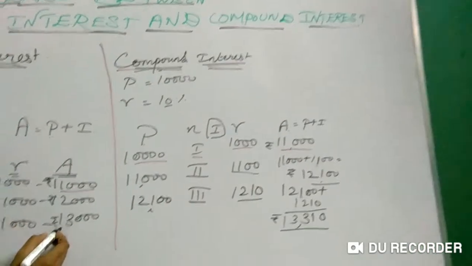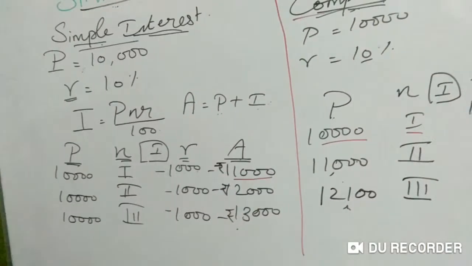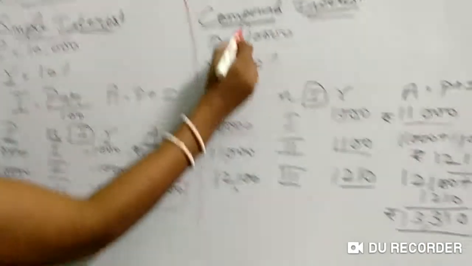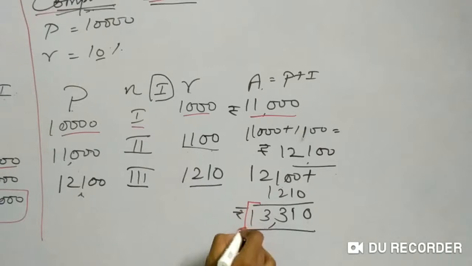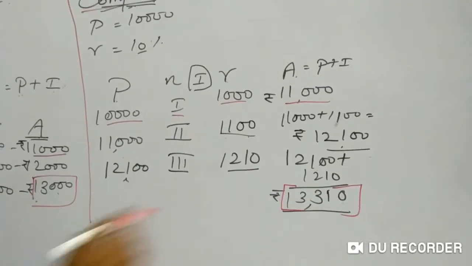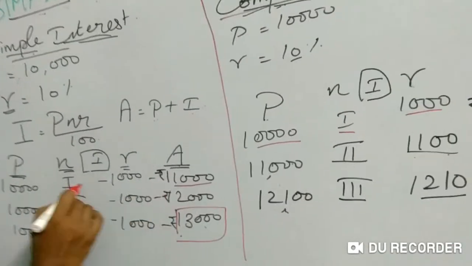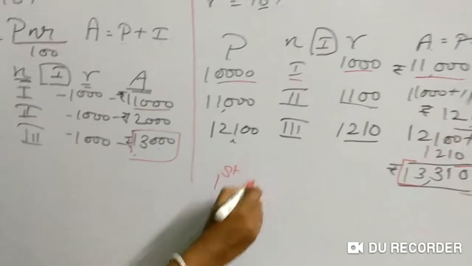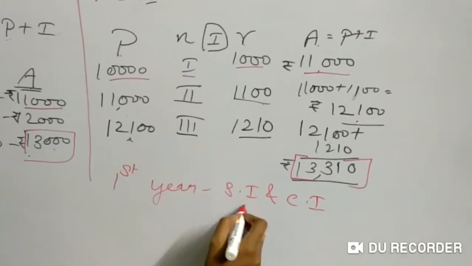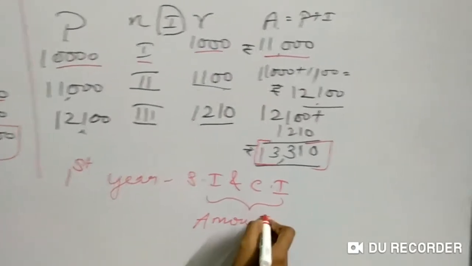Because compare this: in simple interest for the third year, for the same 10,000 rupees you are going to pay 13,000 only, but for the same 10,000 rupees in compound interest you want to pay 13,310 rupees. When comparing with simple interest, this one is more than that one. Only for the first year, in both simple interest as well as compound interest, the amount will remain the same.